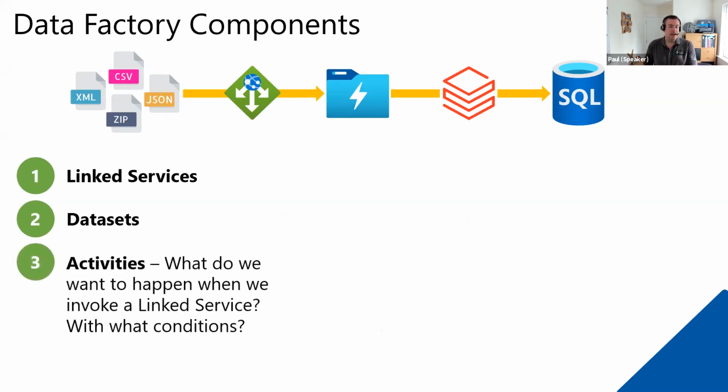Next up, we have number three, this thing called an activity. In my hypothetical process that I've got there at the top where we want something to happen, the activity is that piece of information that is specific to the work that we want Data Factory to go and do.